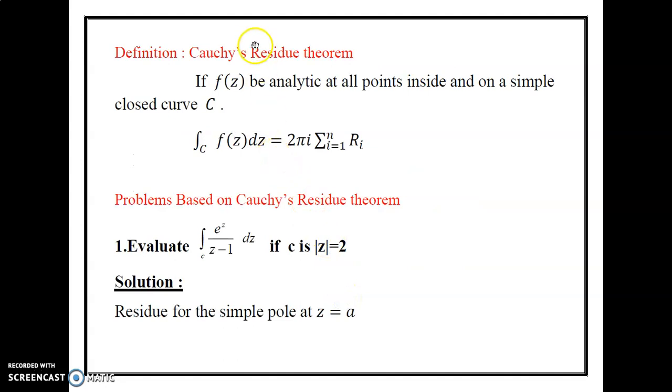Next, the definition of Cauchy's residue theorem. If f of z is analytic at all points inside and on a simple closed curve C, then the integral over C of f of z dz is equal to 2 pi i into the sum of the residues. Cauchy's residue theorem is applicable only for poles inside the curve. That is a very important point.